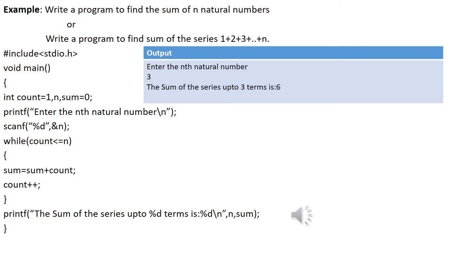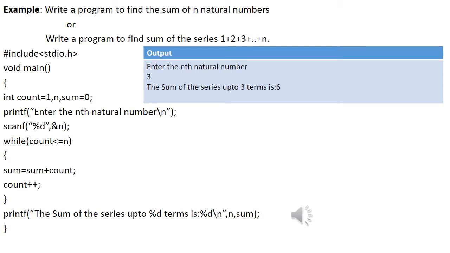So control will come inside the loop, and again sum equal to sum plus count is executed. This time the previous value of sum was 3. So 3 plus the count, which is now 3. So 3 plus 3, that is 6, will be stored in sum. Now again count is incremented. Count becomes now 3 plus 1, 4. Now 4 is less than or equal to 3. This condition is not true. So control will come out of the loop, and the next sequential execution takes place.